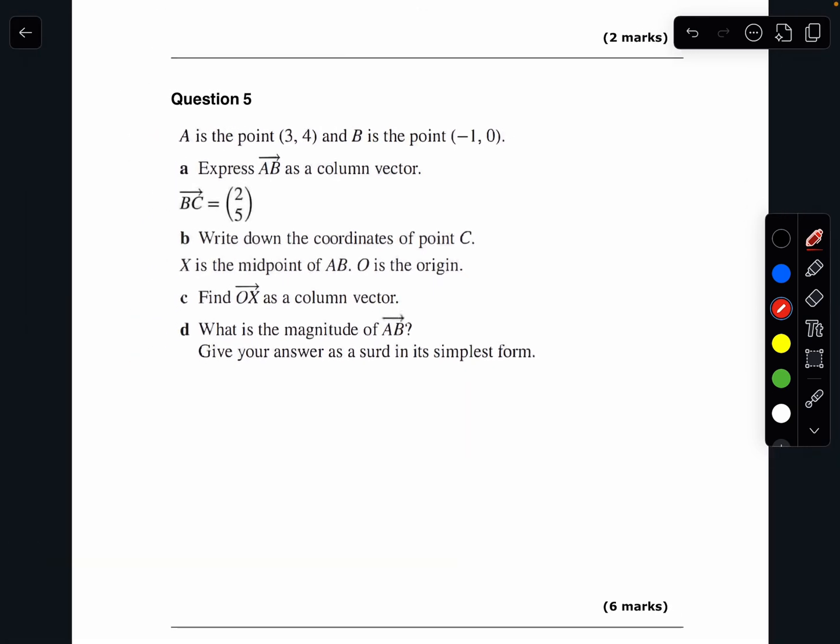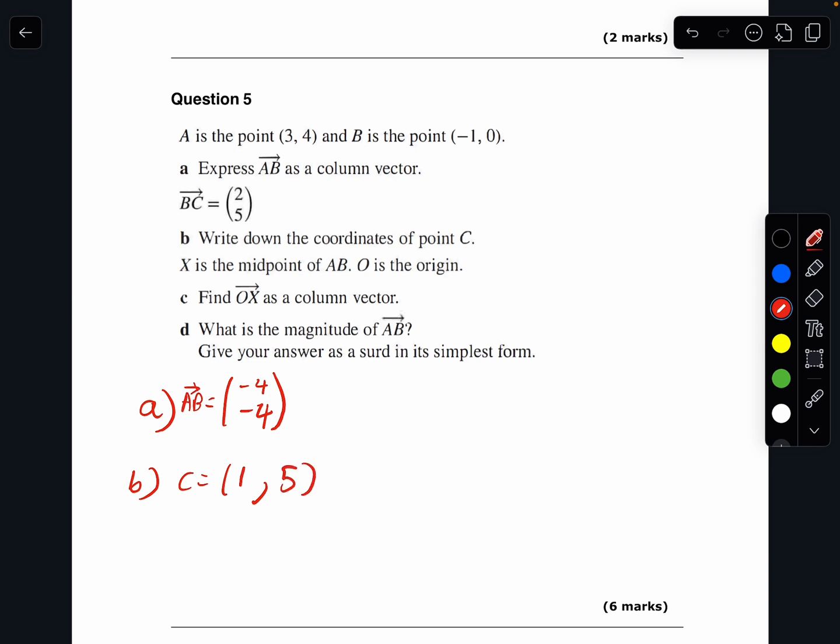Same idea here. For part a, we've gone 4 left and 4 down, so to get from A to B it's (-4, -4)... AB is equal to (-4, 4). BC is (2, 5), so I've gone 2 right of B and 5 up. Well, 2 right of minus 1 is going to be, sorry, I should write all this in. The point C is going to be (1, 5).